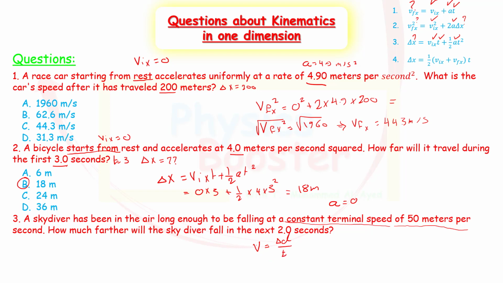Okay? Now, what is he looking for? He's looking for the distance. How much farther will the skydiver fall? So he's asking about the distance or the displacement, which is delta d. We have the velocity and we have the time. So we can say that simply delta d is equal to v multiplied by t. Then we have the speed v multiplied by t, which is time, which is 2. And the answer is 100 meters. The displacement will be equal to 100, so the answer is D.